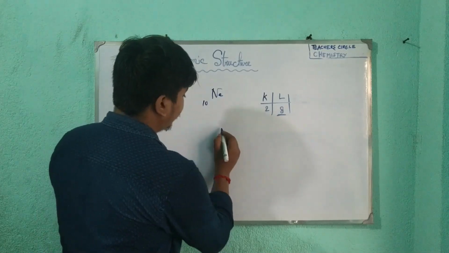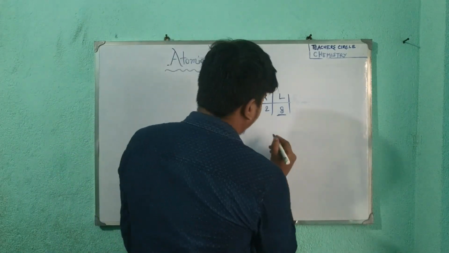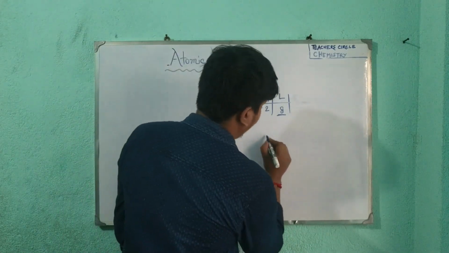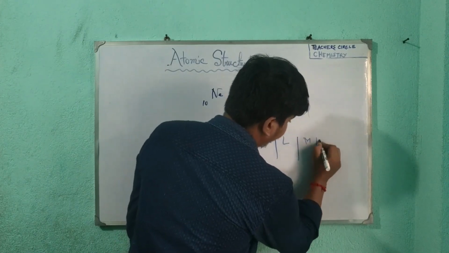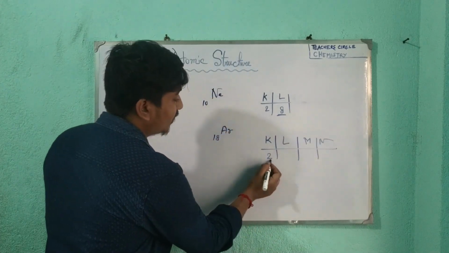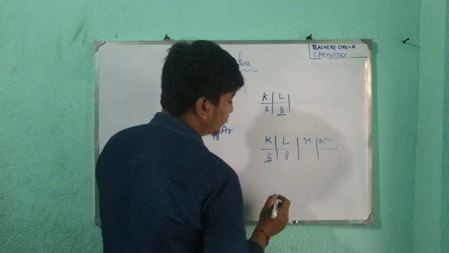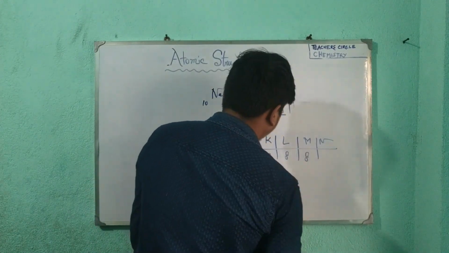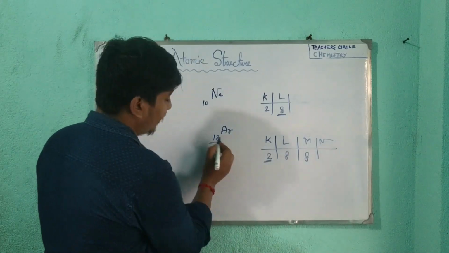Okay, another example of a noble gas is argon, having atomic number 18. So what will be the electronic configuration of argon? For the K shell it is equal to 2. This 2 is from the duplet rule, and for the octet rule the maximum number of electrons that can stay there is 8. So when you calculate the total number of electrons, that will be equal to 18.